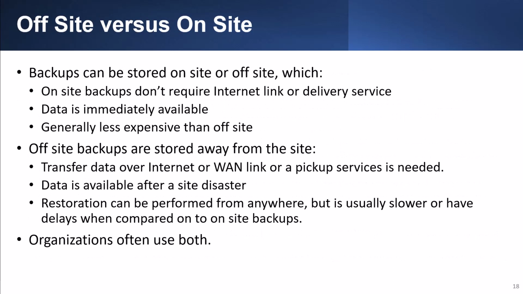Backups can be stored on-site or off-site. On-site backups don't require an internet link or delivery service. Data is immediately available and is generally less expensive than off-site. Off-site backups are stored away from the site, and transferring data requires internet or WAN links or a pickup service. Data is available after a site disaster. Restoration can be performed from anywhere, but is usually slower or has delays when compared to on-site backups. Organizations often use both.